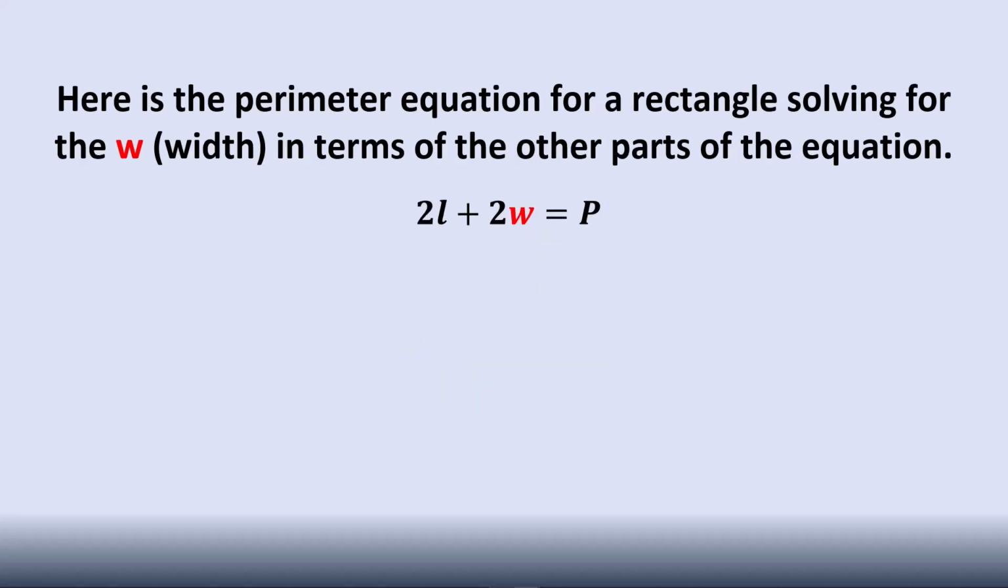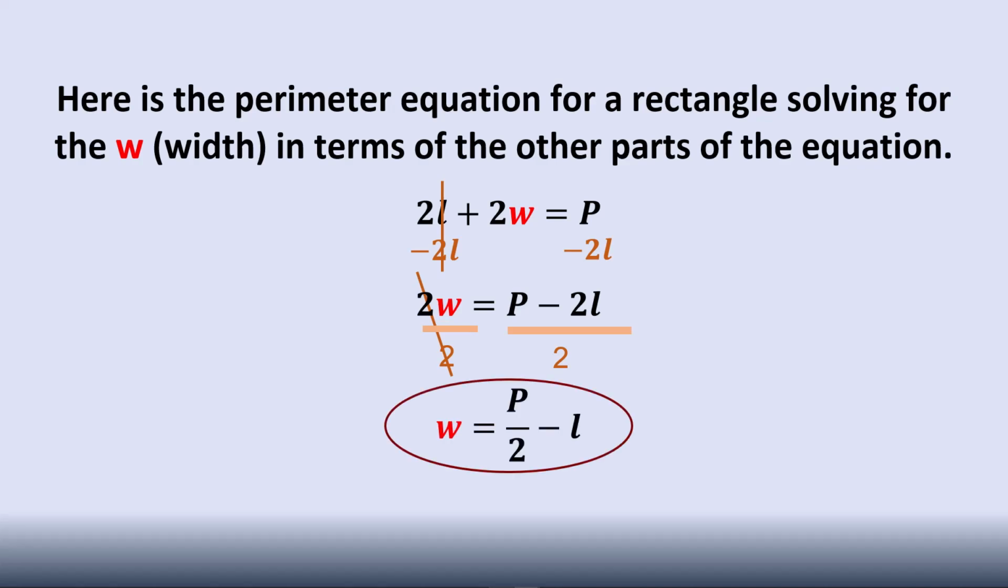Here is the perimeter equation for a rectangle solving for w, the width, in terms of the other parts of this perimeter equation. 2l plus 2w equals p. We subtract 2l from both sides, and we get 2w equals p minus 2l. Divide both sides by 2, and we get w is equal to p over 2 minus l.